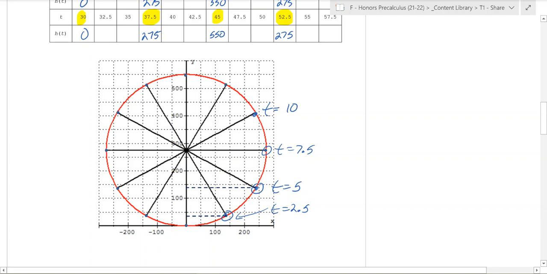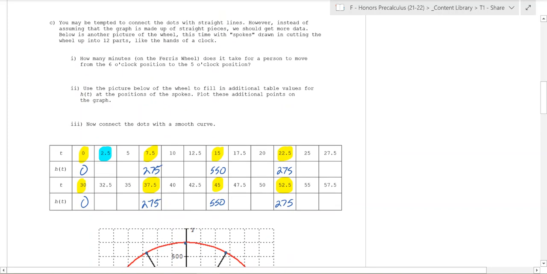So we're breaking it apart into, you can think of it as the hour divisions of a clock. This would be 6 o'clock, this would be 5 o'clock, up top would be noon. So they're leading you through this by asking how many minutes does it take for a person to move from 6 o'clock to 5 o'clock position.